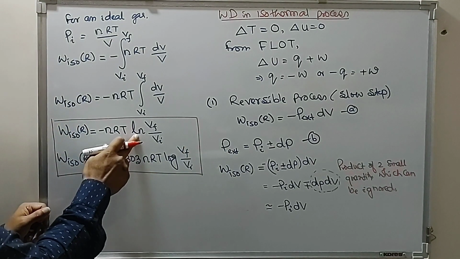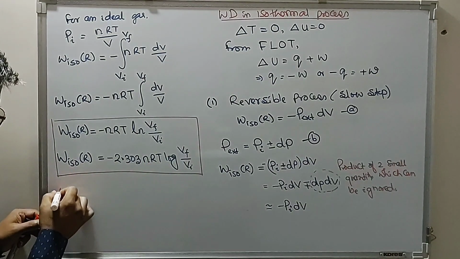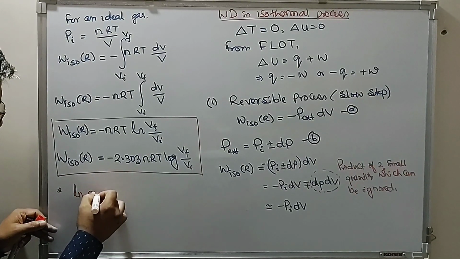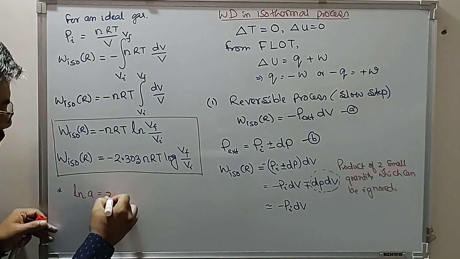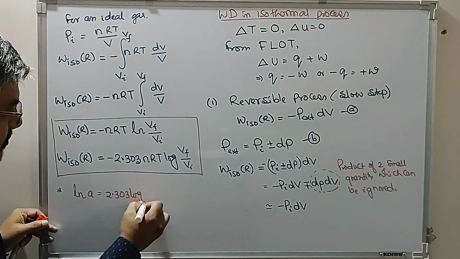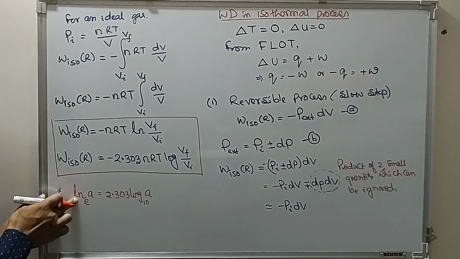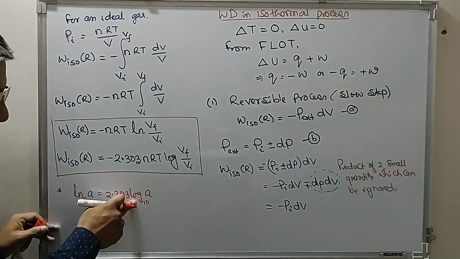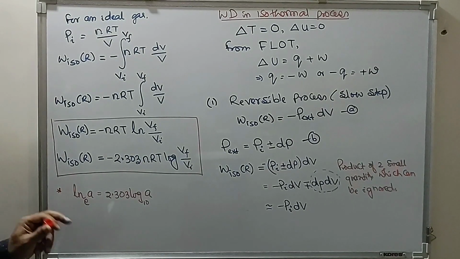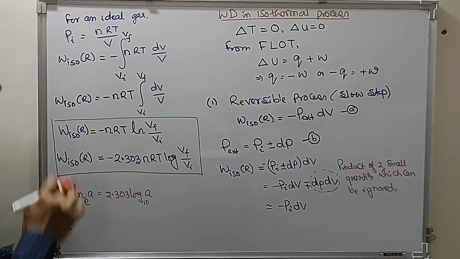So this is natural logarithm, this is logarithm with base 10. So the relation between these two is ln A is equal to 2.303 log base 10 of A, where ln has base e, the exponential. So this is the relation between this change in volume and the work done.